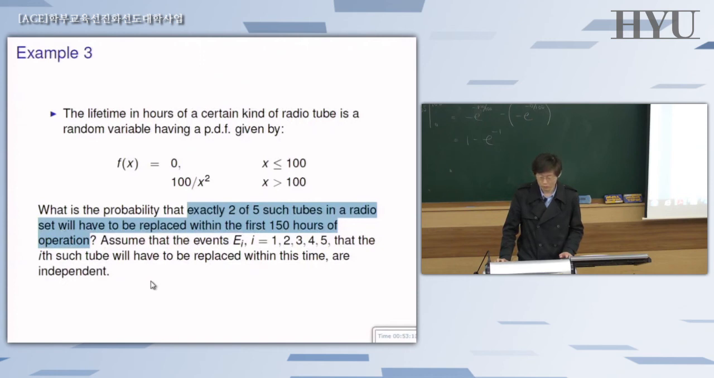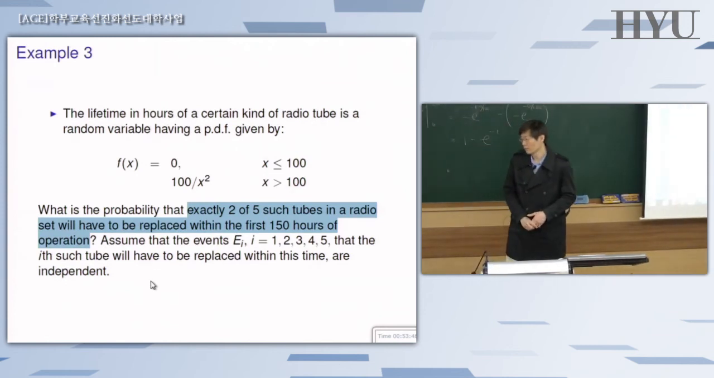So we're talking about only 2 out of 5, not just an indefinite number of such radio tubes. Random pick, 5 picks out of many other radio tubes manufactured by this company. Only exactly 2 out of such 5 will stop working within the first 150 hours since they started operating. We want to find this probability. That's what this question is asking. Where will you start?